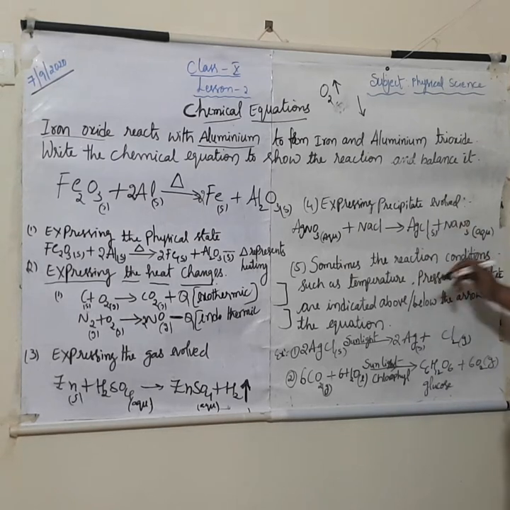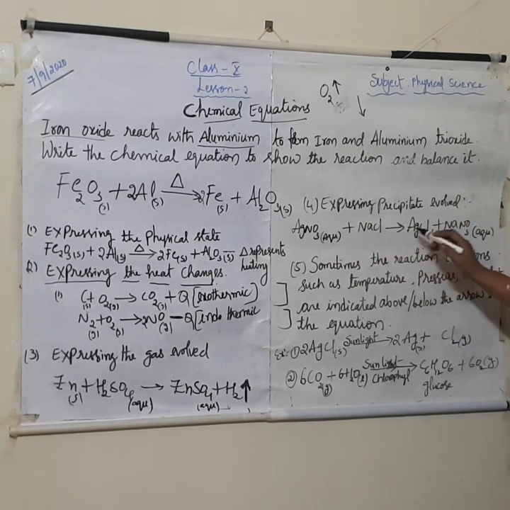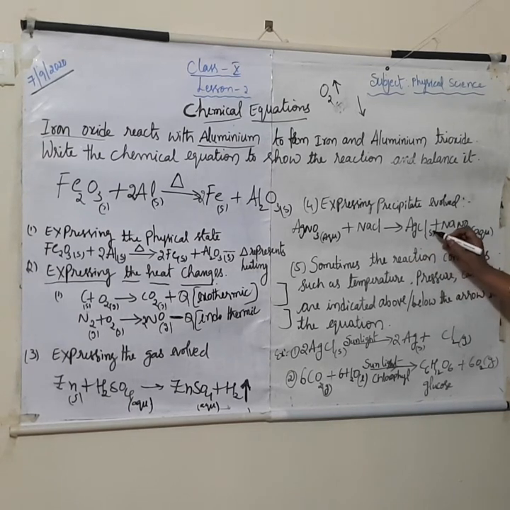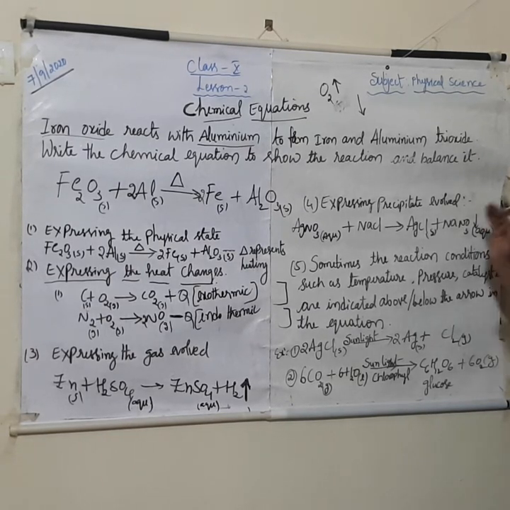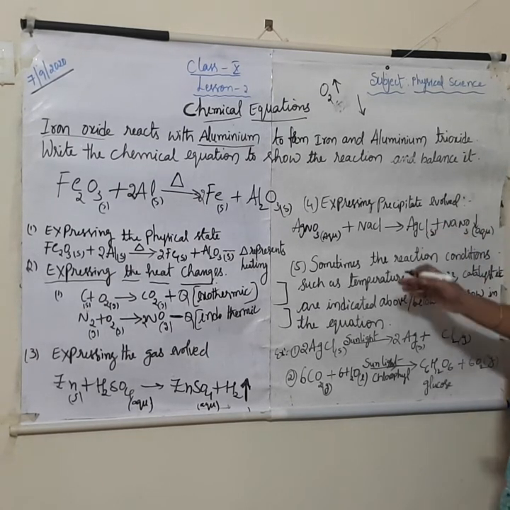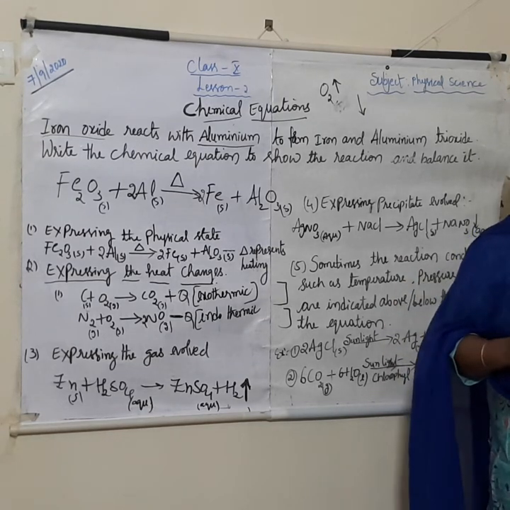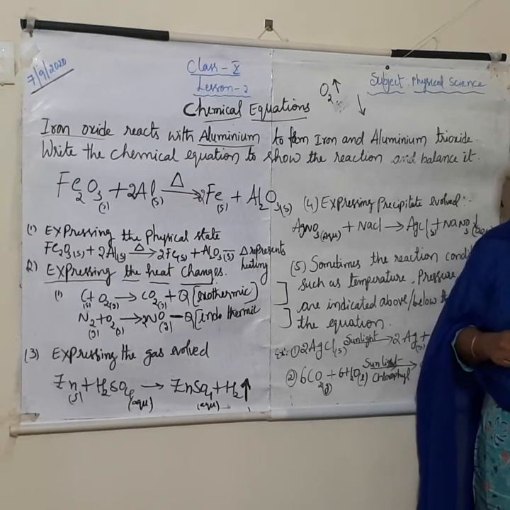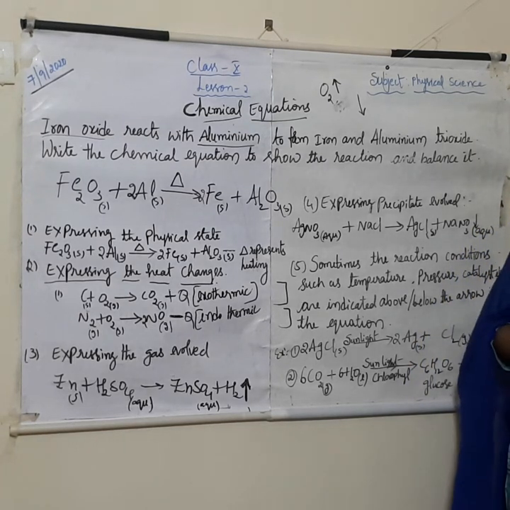Now you see here, when silver nitrate reacts with sodium chloride, we'll get AgCl. This is a solid, a precipitate. We'll get this, so you must represent it with the down arrow. Next, sometimes to get the reaction very quickly, we are heating and we are using a catalyst. And next, we are changing the pressure. Then how to represent all this in the equation?